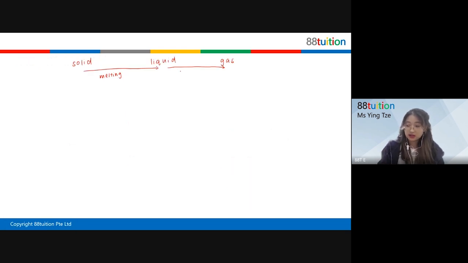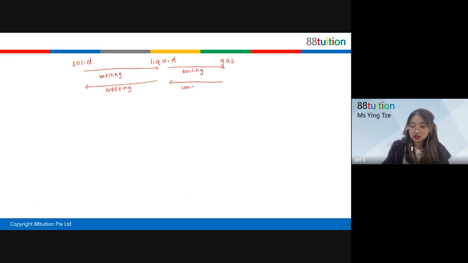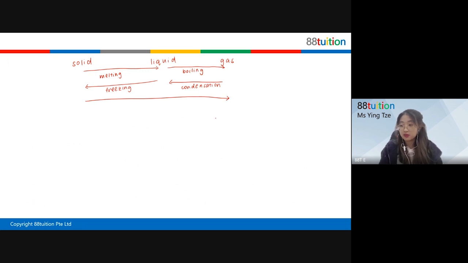Okay, and then this one is called boiling. So the opposite way will be called freezing. And then from gas to liquid, this one is called condensation. Okay, and then last week, during our experimental techniques class, we went through a special change of state where we go from solid to gas. Anyone remember what this process is called?